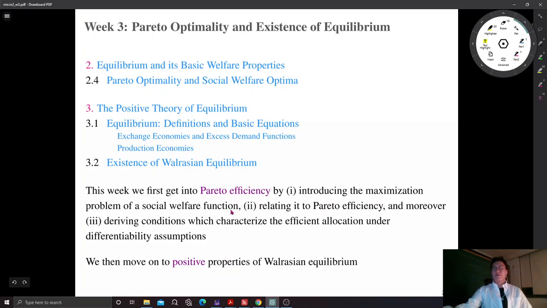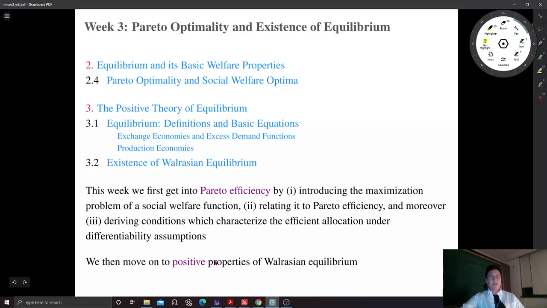To better understand the notion of Pareto efficiency, we are going to link Pareto efficiency and the social welfare maximization problem after introducing the social welfare function. And moreover, we derive conditions which characterize the efficient allocation under some assumptions on the utility function and production function to be differentiable. And the second topic is a positive theory of Walrasian equilibrium.